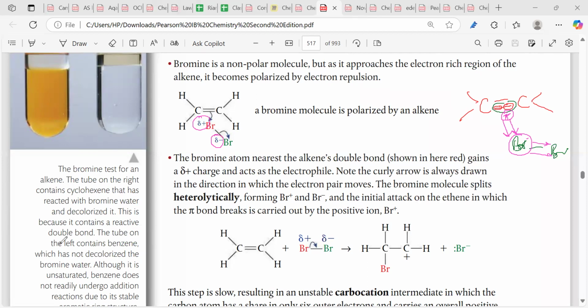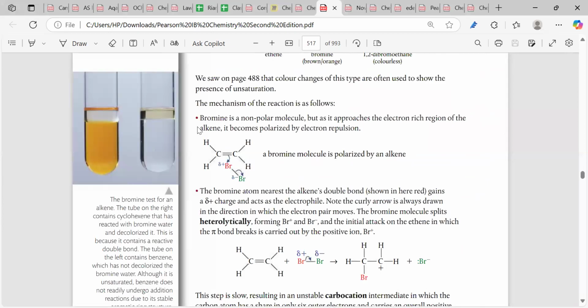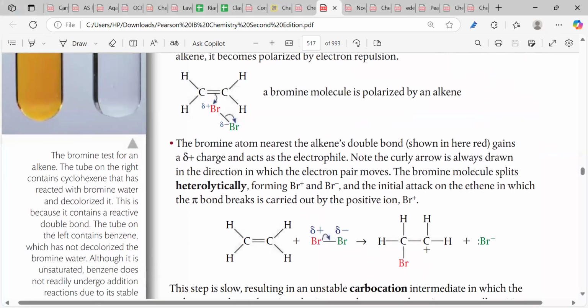When the pi bond approaches to form the bond, the pi electron cloud will be repelling the nearest bromine's electron density away from itself, making this delta plus and making this delta minus, right? Once it has temporarily formed a delta plus, that's all it needed. That's the trick which is needed. Immediately these two electrons will be forming a bond with this bromine, and this Br-Br bond breaks heterolytically. Is it clear?